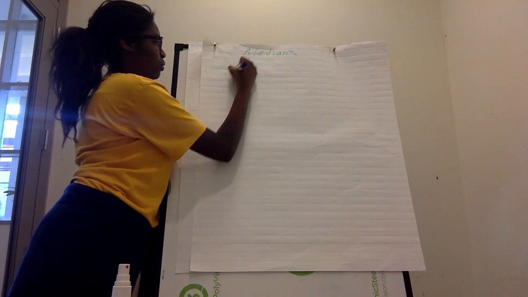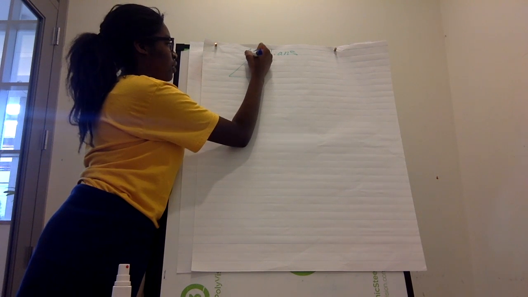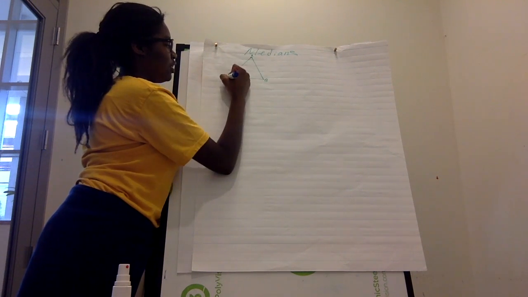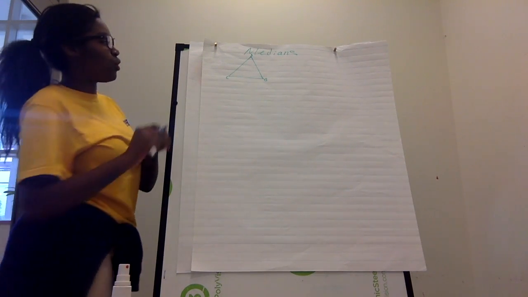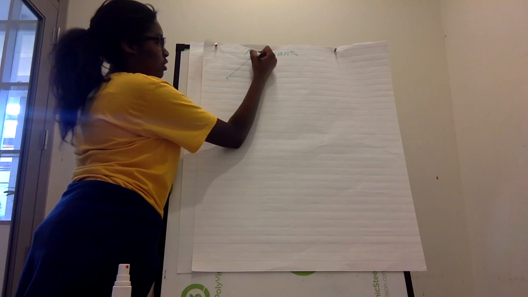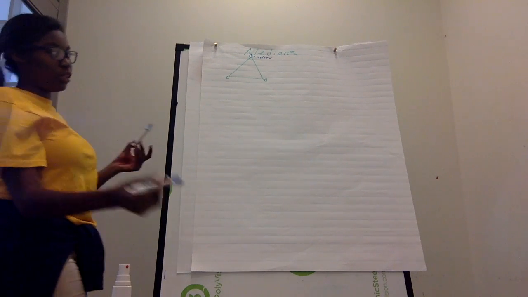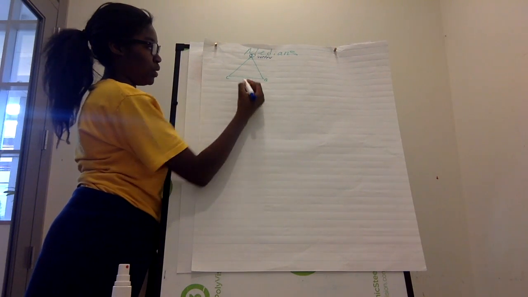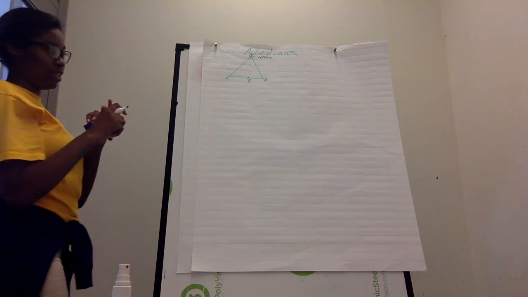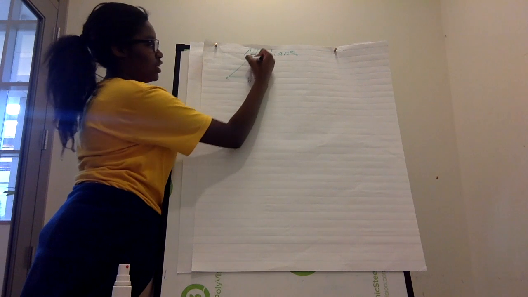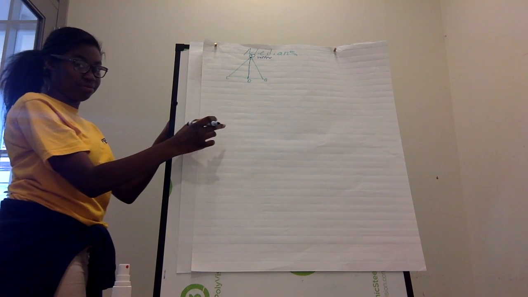So, for example, triangle ABC. For triangle ABC, point A is the vertex. In between C and B will be D, and that would be the midpoint of this side. And now this line is what you would call your median.